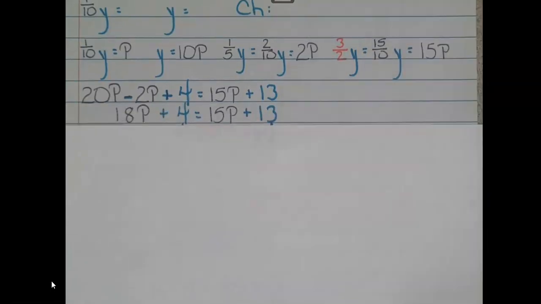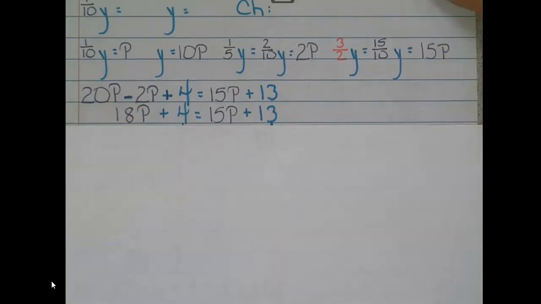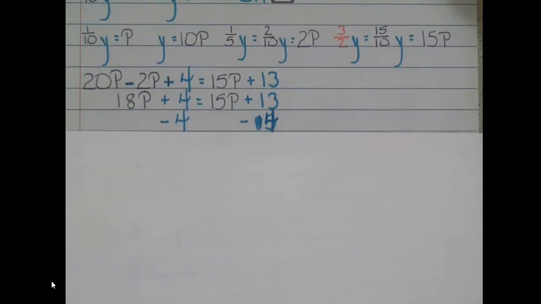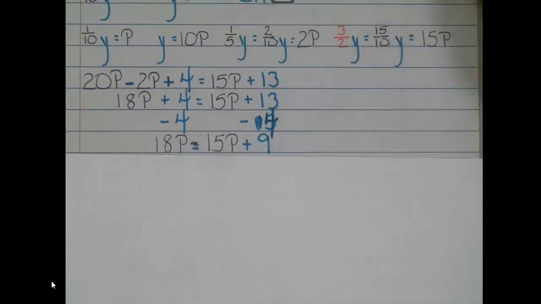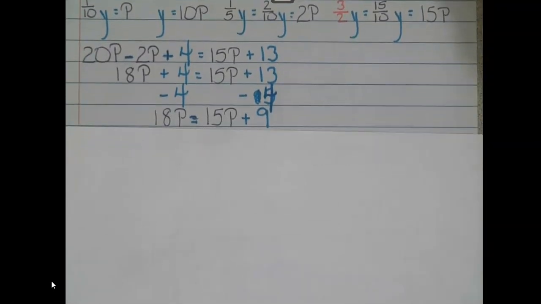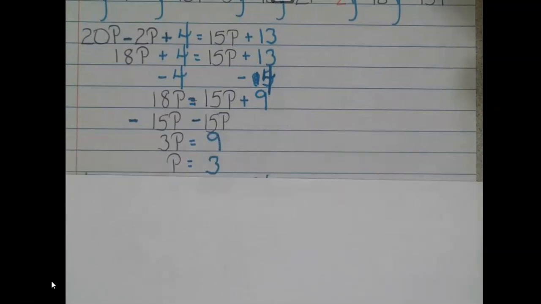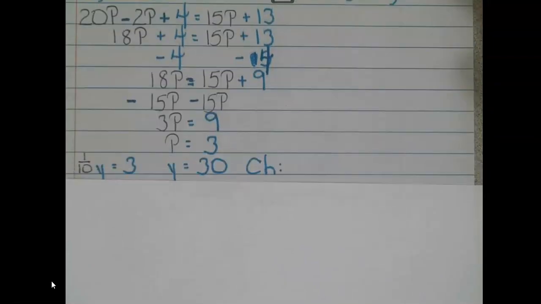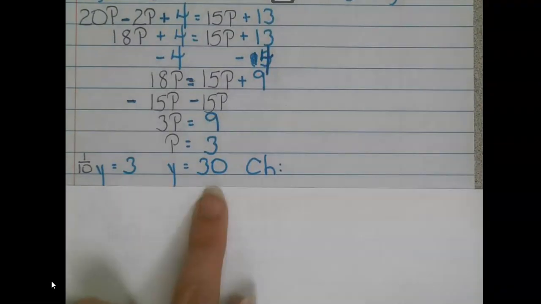So I will combine my like terms on this side, and that leaves me with 18p plus 4. I will then remove 4 from each side. Made a mistake there. This is why we do math in pencil. But anyway, we remove our 4 from each side, leaving us 18p equals 15p plus 9. And then I will remove 15p from each side. So 3p equals 9, and if 3p equals 9, p is equal to 3. So I can now plug that in. 1/10 of y equals 3, which means that y equals 30.